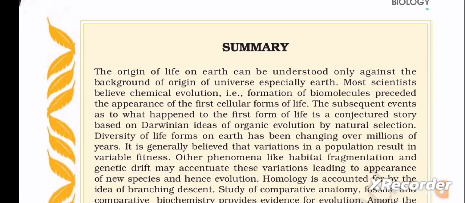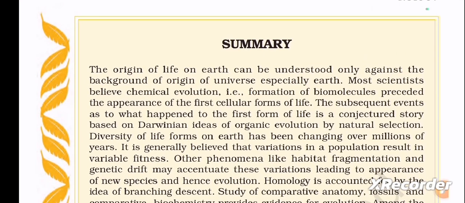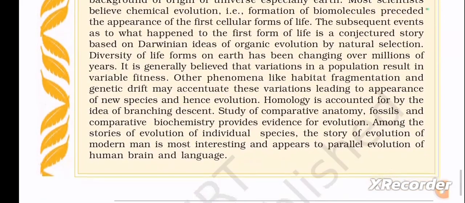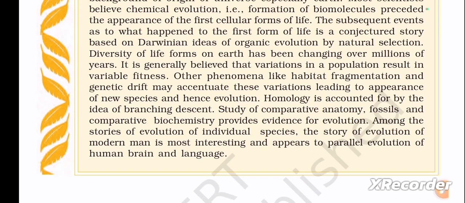Let's see. The origin of life on earth can be understood only against the background of origin of universe, especially earth. Most scientists believe chemical evolution, that is formation of biomolecules, preceded the appearance of the first cellular forms of life. The subsequent events as to what happened to the first form of life is a conjectured story based on Darwinian ideas of organic evolution by natural selection.